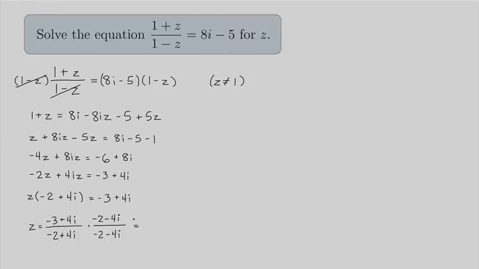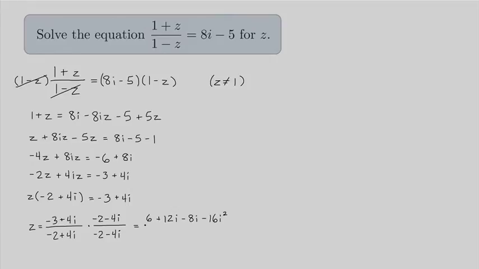So first, on the top, I'm going to have negative 3 times negative 2, that's going to give me 6. Then I'm going to have negative 3 times negative 4i, that's going to give me positive 12i. And then I'm going to have 4i times negative 2, that's going to give me negative 8i. And then 4i times negative 4i is negative 16i squared.